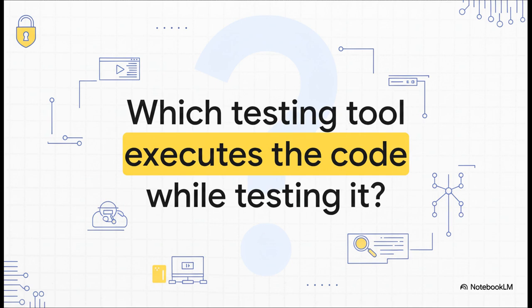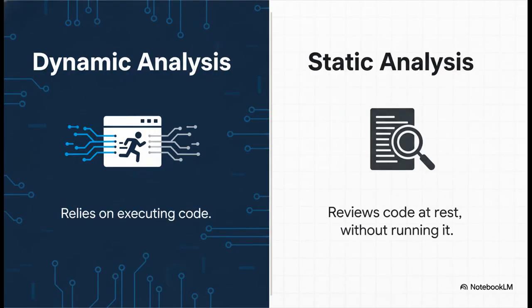Which of these testing methods involves actually running the application? I bet you know this one. Yep, the answer is B, dynamic analysis. Just remember, dynamic means the code is in motion, it's running. Static means it's at rest, just sitting there. It's a simple distinction, but it's an absolutely crucial one for the exam.